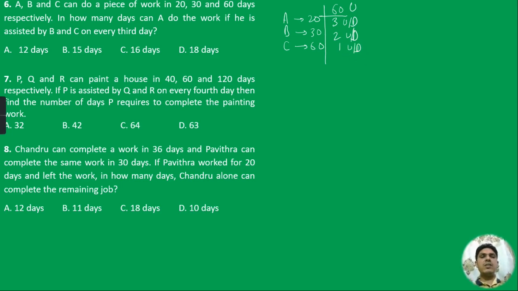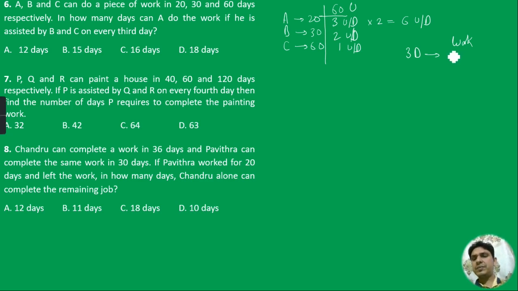Students, if you look at the question one more time, he is saying in how many days A can do the work if he is assisted by B and C on every third day. That means for the first 2 days A is doing the work, and if A's 1 day work is 3 units per day, what will be A's 2 day work? A's 2 day work will be 6 units, right? So we can find that in 3 days, how much work has been done.